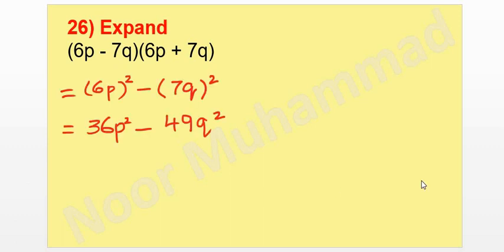So here are the answers. Square of 6 is 36 and square of b is b squared, and then minus, in the formula we have the negative sign here, then 7 squared is 49 and q squared is q squared. That's all for this video, for this exercise. Hope you understand it.